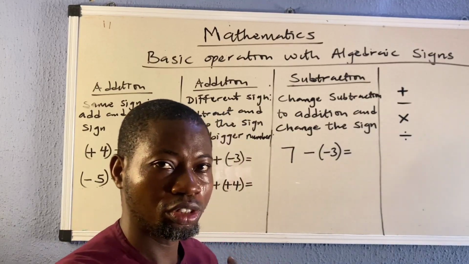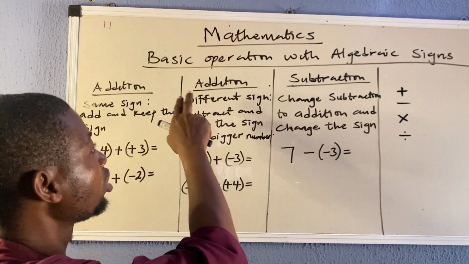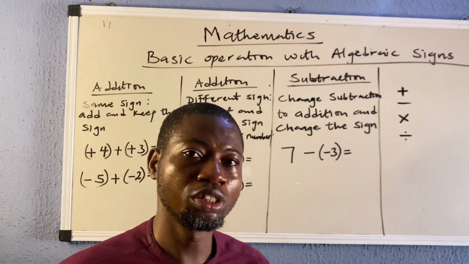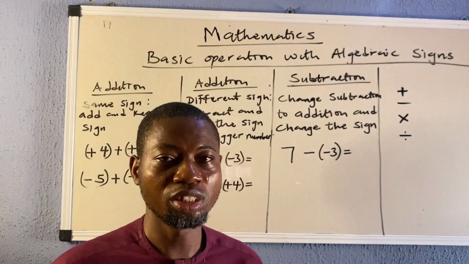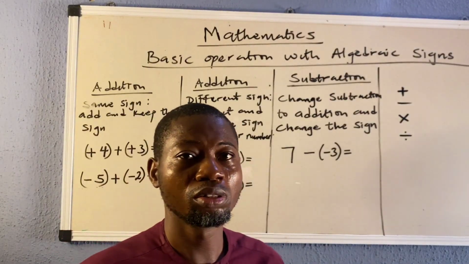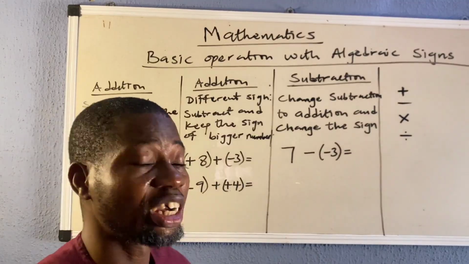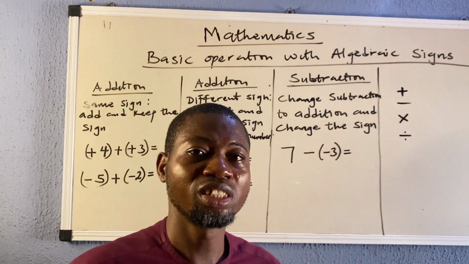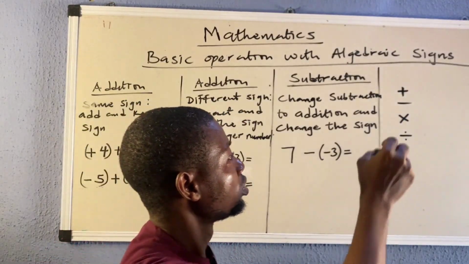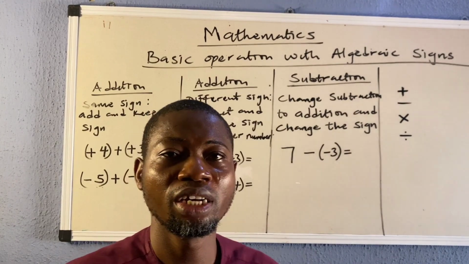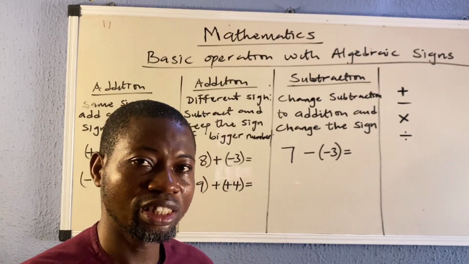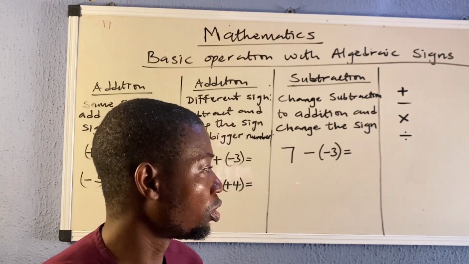The topic before us today is the basic operations with algebraic signs. What are basic operations with algebraic signs? What are algebraic signs, rather? An algebraic sign simply means a symbol that tells us whether a number is positive or negative. That's a sign that tells us whether a number is positive or negative.